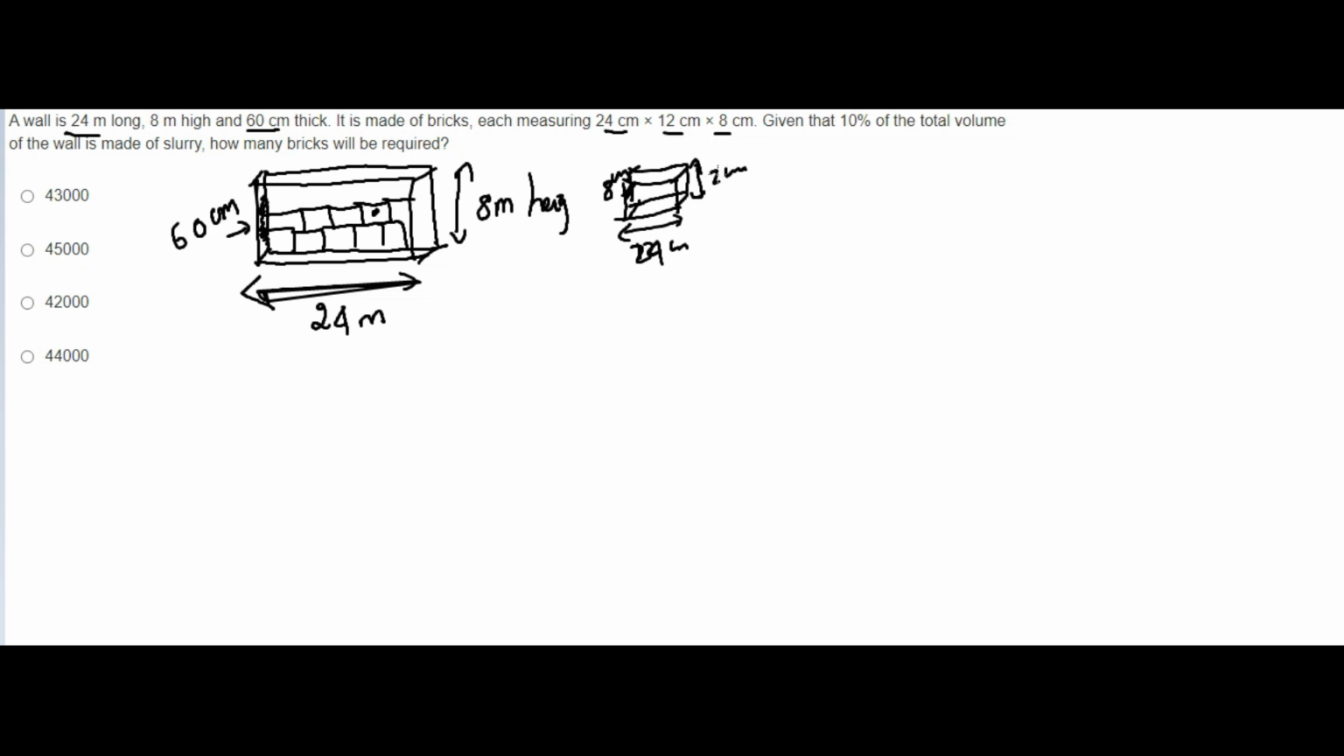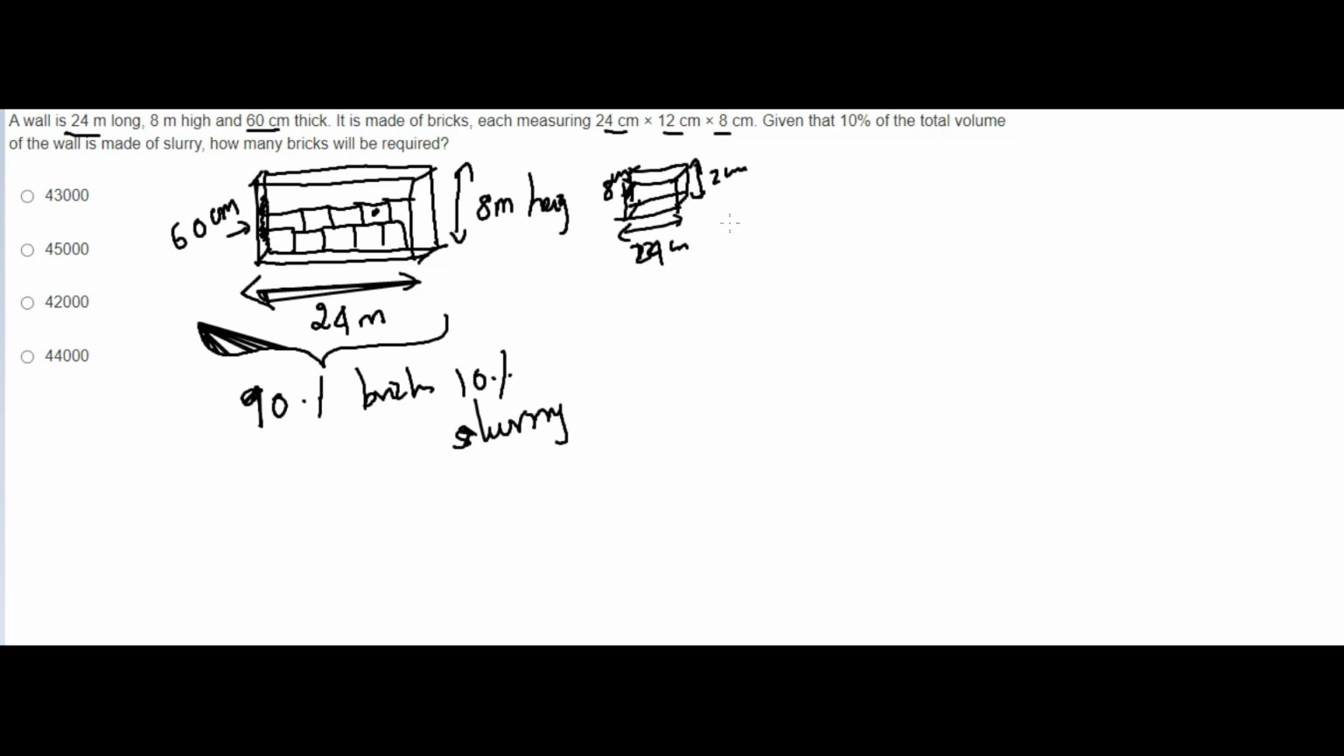And this total wall should have 90 percent in terms of bricks, and the remaining 10% may be in the form of clay or anything like this. Slurry means clay or whatever small mud, like that. So now we have to go for the calculation.